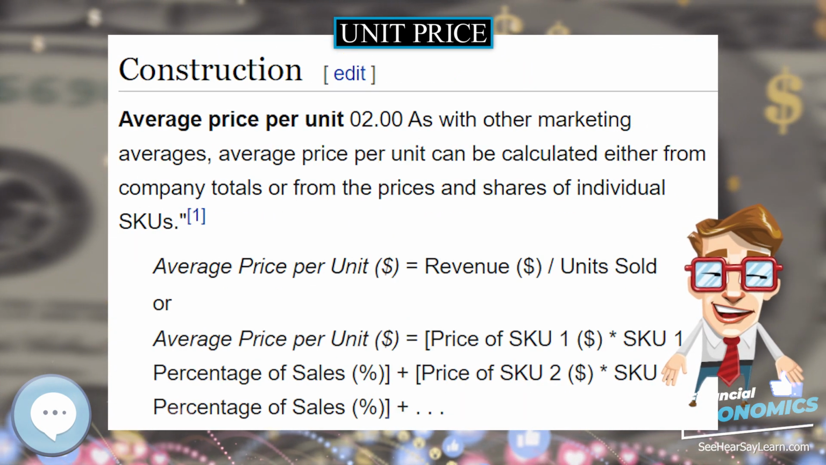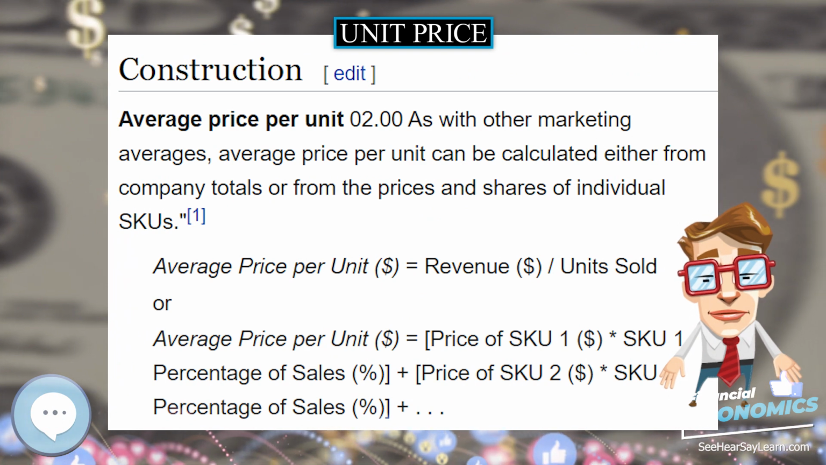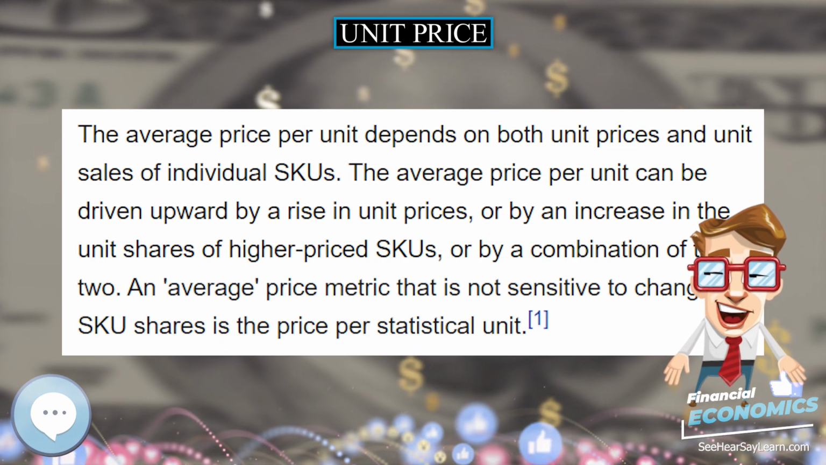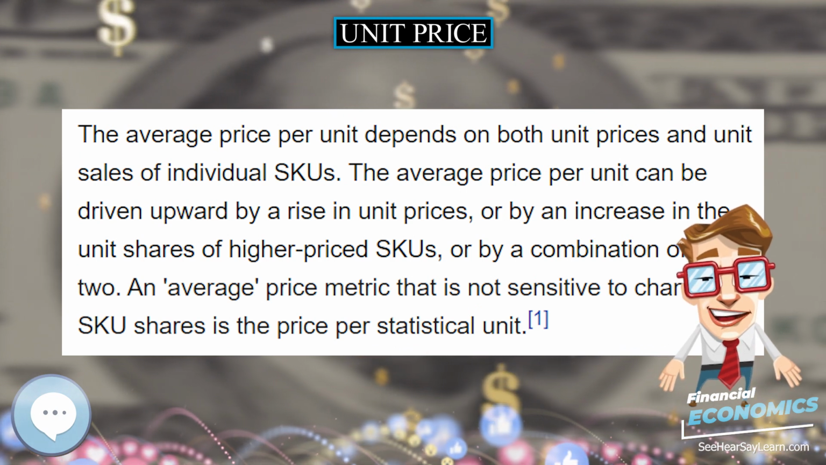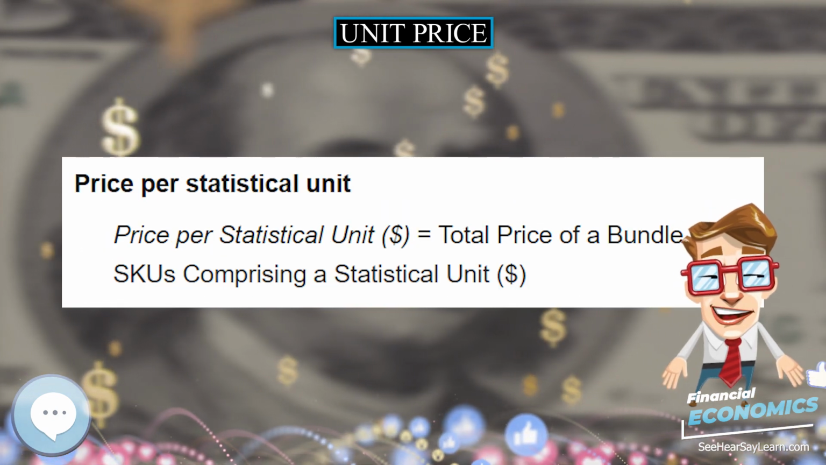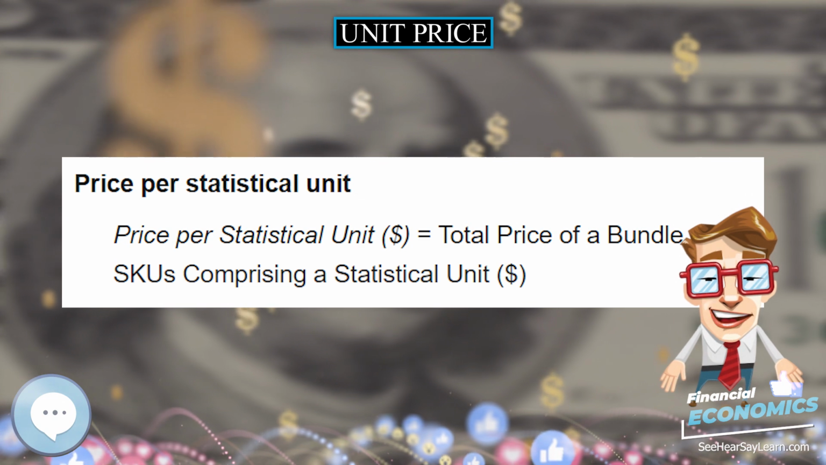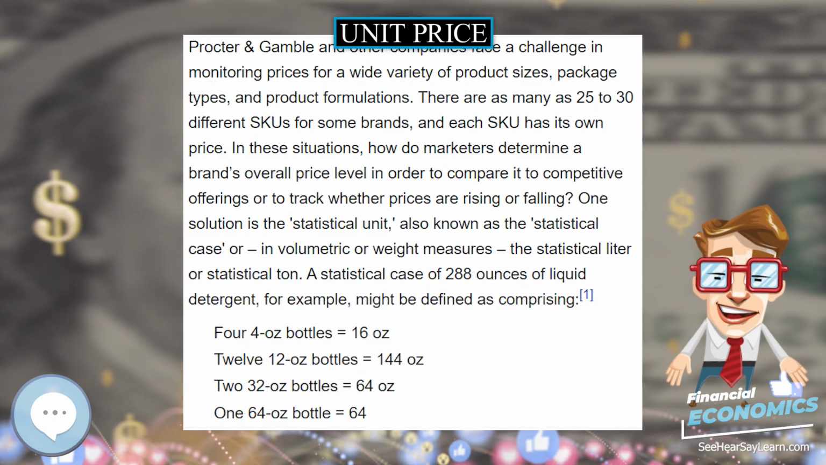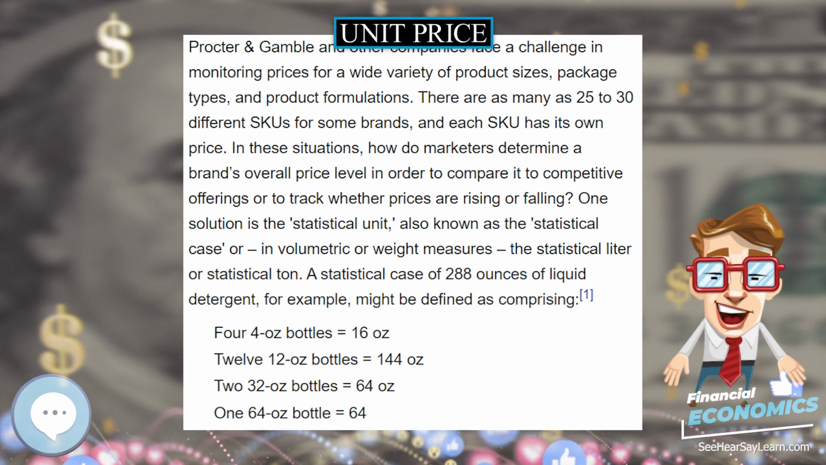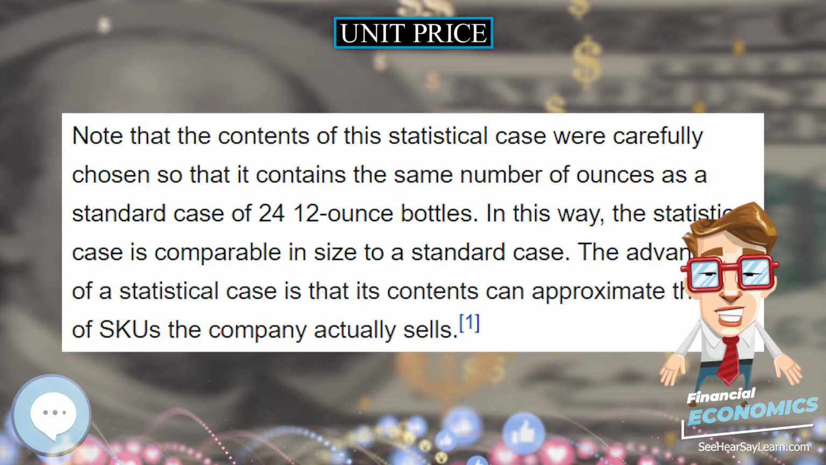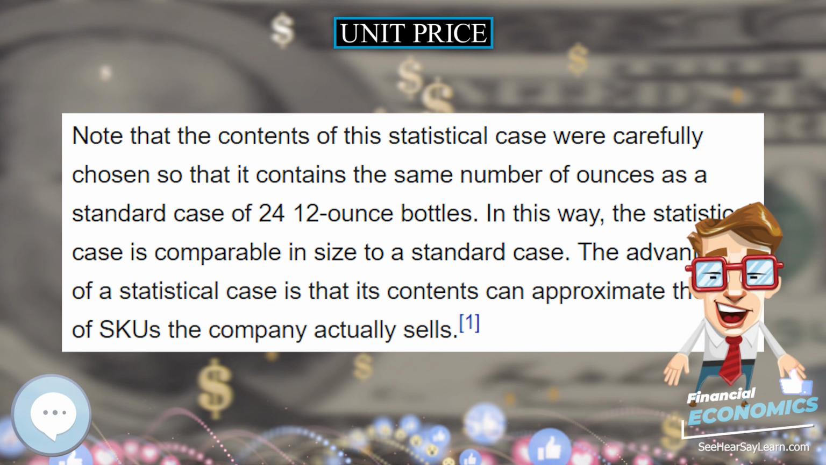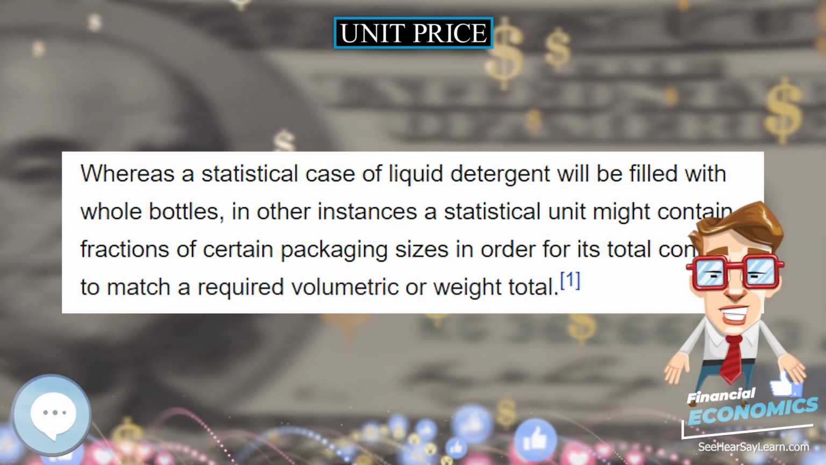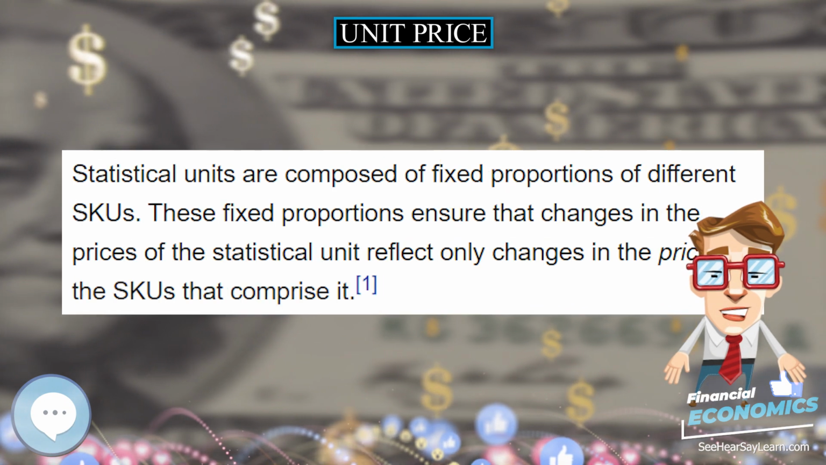Price per statistical unit. Procter & Gamble and other companies face a challenge in monitoring prices for a wide variety of product sizes, package types, and product formulations. There are as many as 25 to 30 different SKUs for some brands, and each SKU has its own price. In these situations, how do marketers determine a brand's overall price level in order to compare it to competitive offerings or to track whether prices are rising or falling?